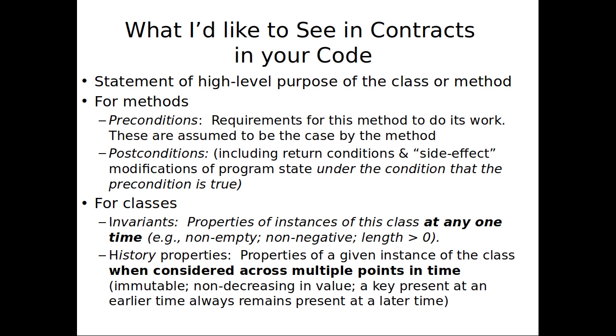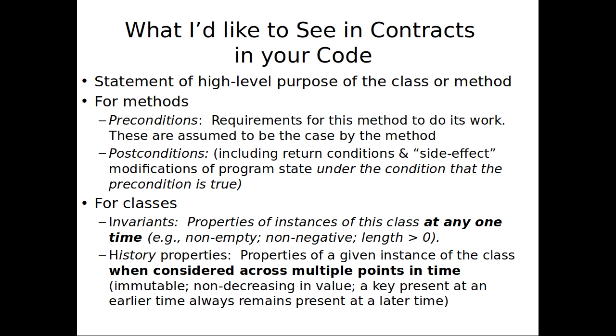Between points A and B, it always retains the same value. That's a history property, and that might be true of a given object of that class. And again, it's something that is guaranteed collectively by all the different methods. What this is saying is there is no method that changes this. If you have an instance object and you ask it for some property, that property is guaranteed to have the same value at a future point in time. Okay? So that's an example of a history property. Are people comfortable with that idea?